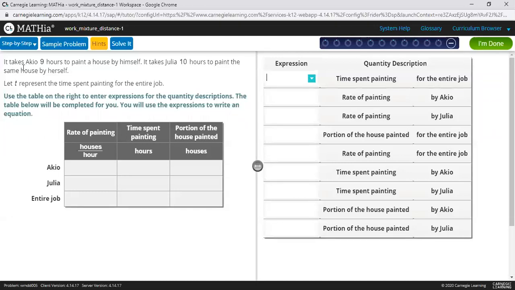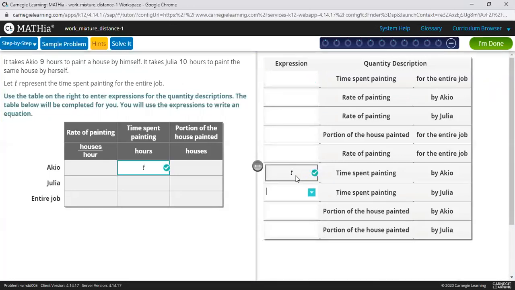So it says it takes Akio 9 hours to paint a house by himself. It takes Julia 10 hours to paint the same house by herself. Okay, and then we're going to let T represent the time spent painting for the entire job. So we have this table over here. I like to actually define the variable first. So the time spent painting the entire job, it's right here. So I'm going to enter that T in.